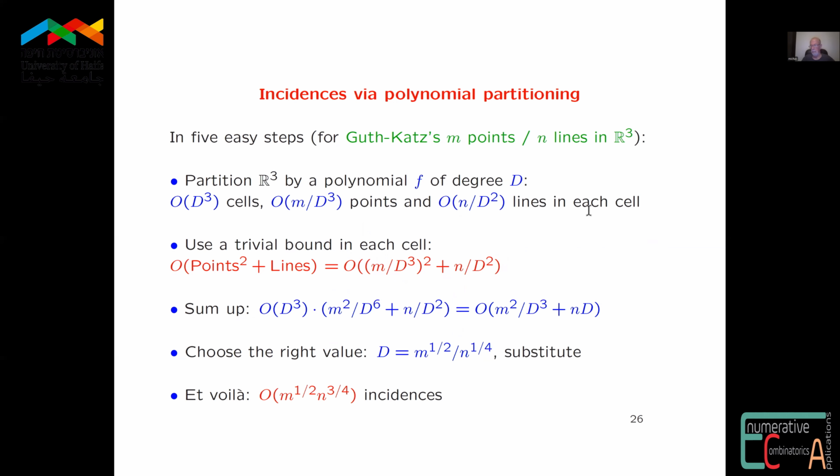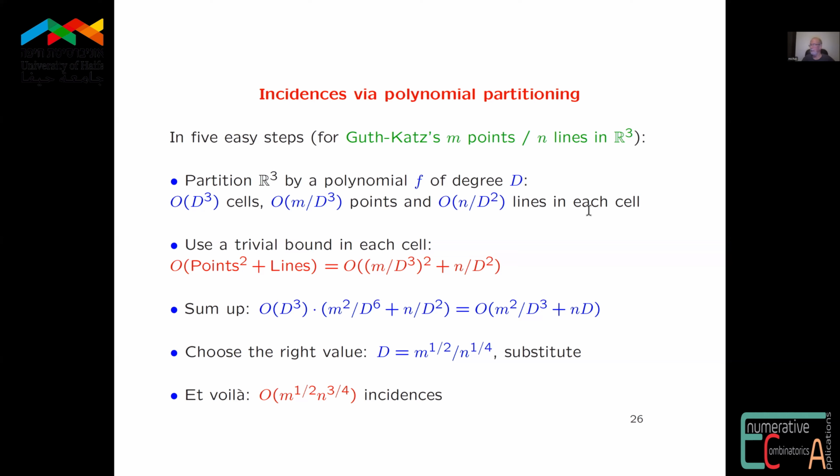So you take a set of points and lines, and you apply a polynomial partitioning by a polynomial of degree d. As I said, in 3 dimensions, you get d cube cells. Each one contains m over d cube points and is crossed by at most n over d square lines. This is the second result of Guth that I mentioned. Now we need a bound in each cell, and we use a trivial bound that says that the number of incidences is at most the square of the number of points plus the number of lines. This is an easy exercise, but let me say it anyway.